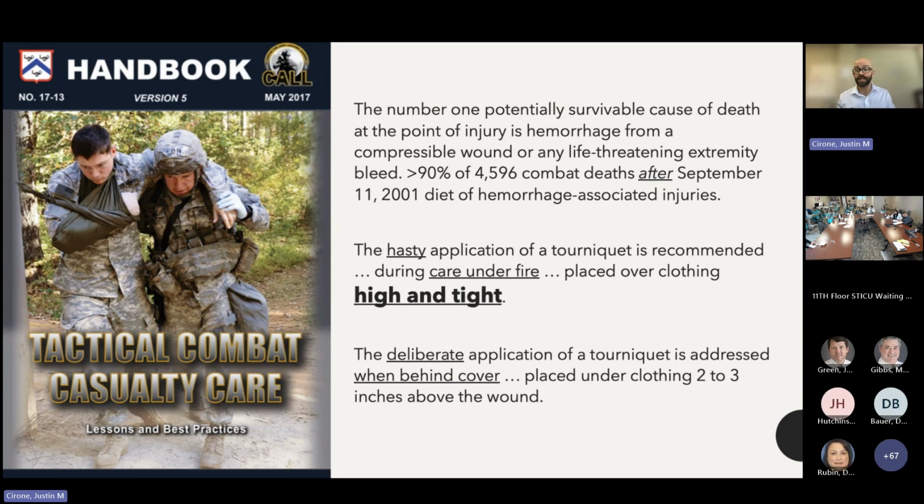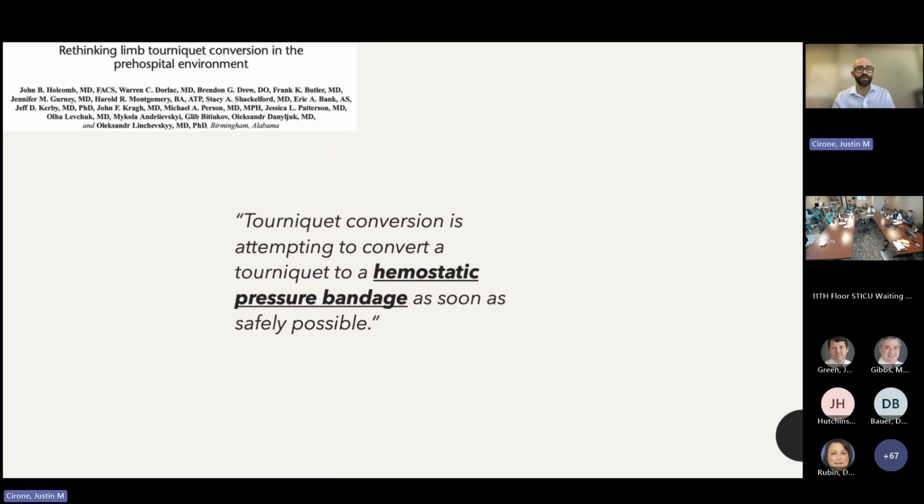And this is what we can be doing here in all trauma scenarios pre-hospital. This was an excellent study by a lot of notable people, or this is really more of an opinion paper, so to speak, rethinking the limb tourniquet conversion in the pre-hospital environment, and something that I would encourage us to really advocate for.